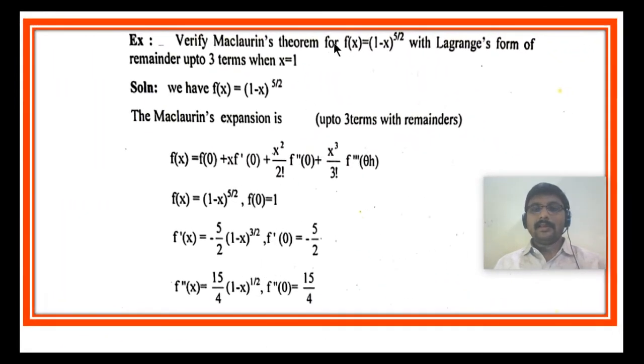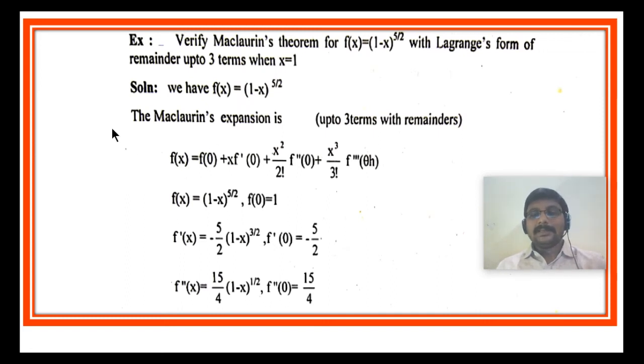Now verify Maclaurin's theorem for the function f of x equals (1 minus x) to the power of 5 by 2, with Lagrange's form of remainder up to 3 terms, when x is 1. So now we have to expand Maclaurin's theorem up to 3 terms.